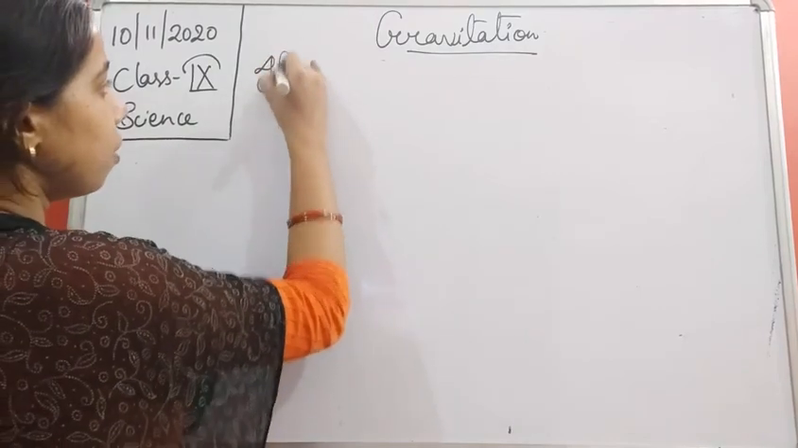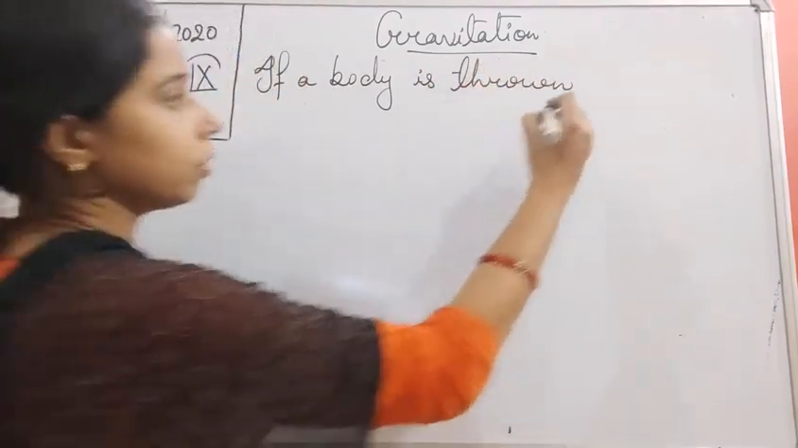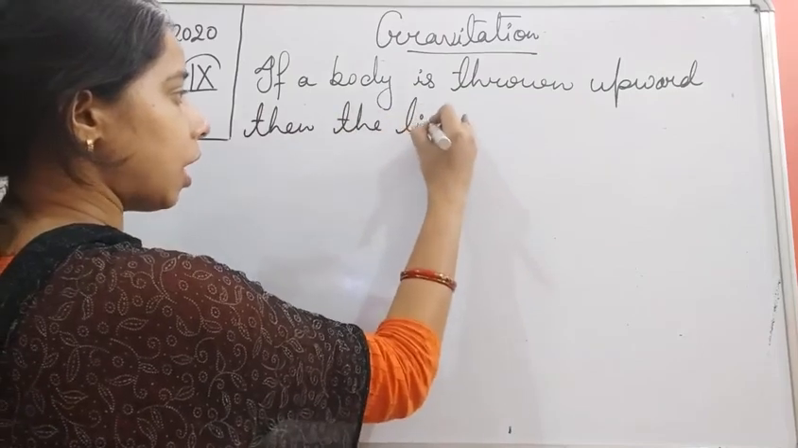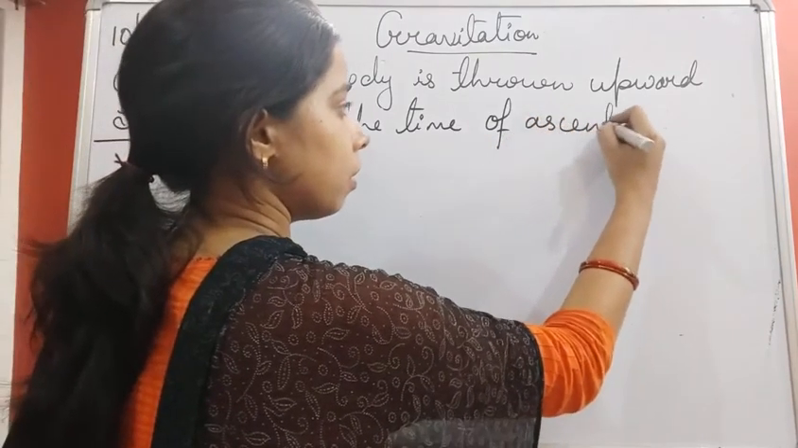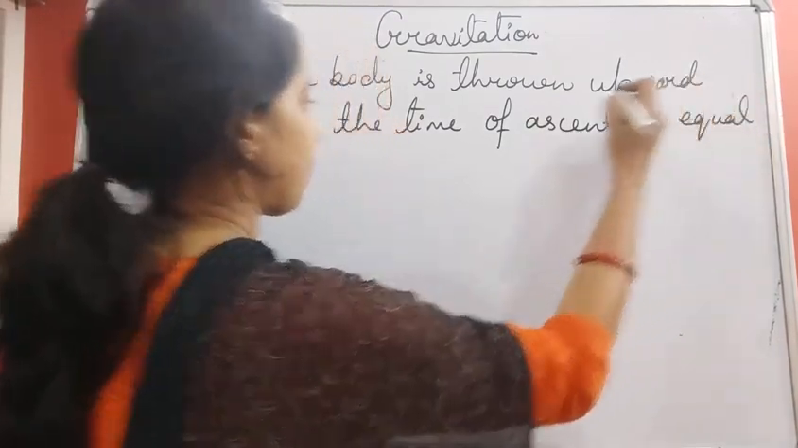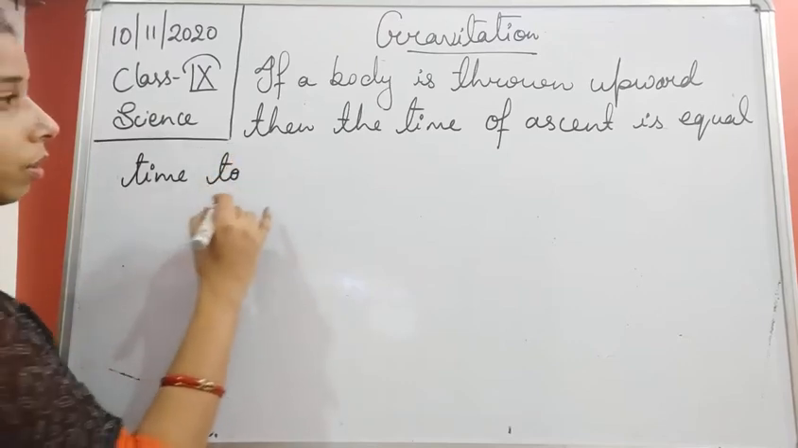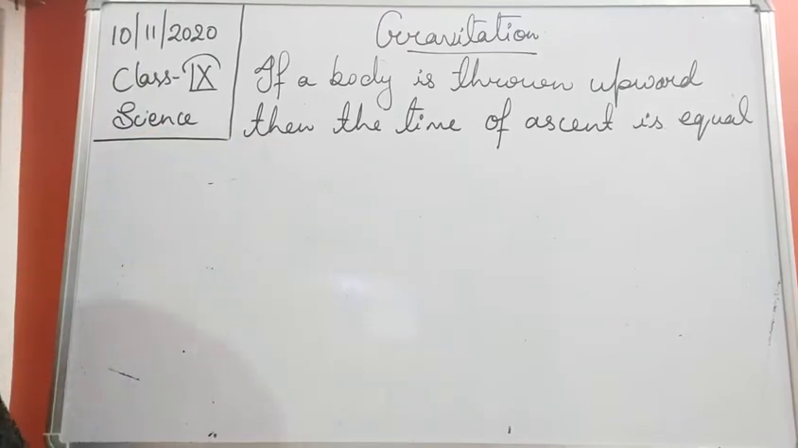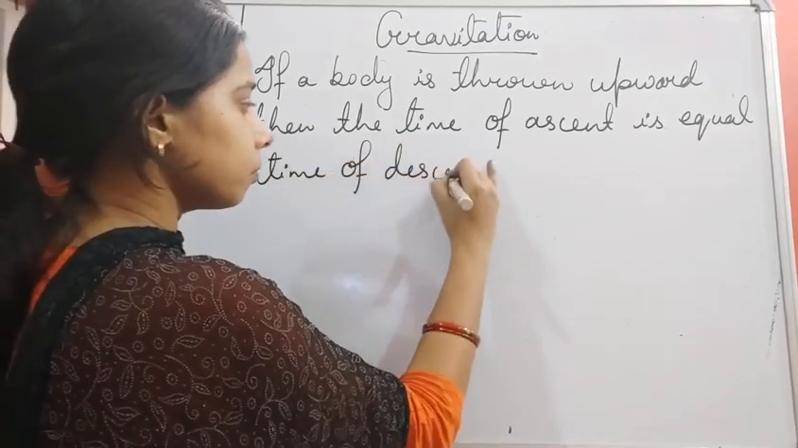So the question is: if a body is thrown upward, then the time of ascent is equal to the time of descent. Prove it.